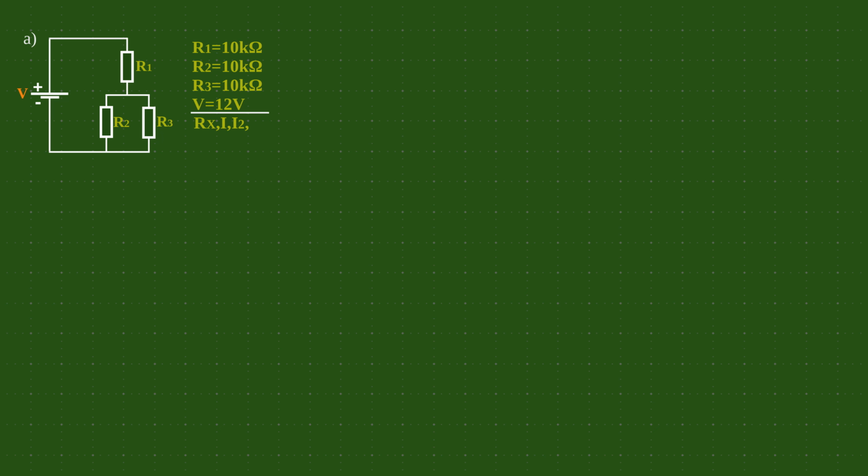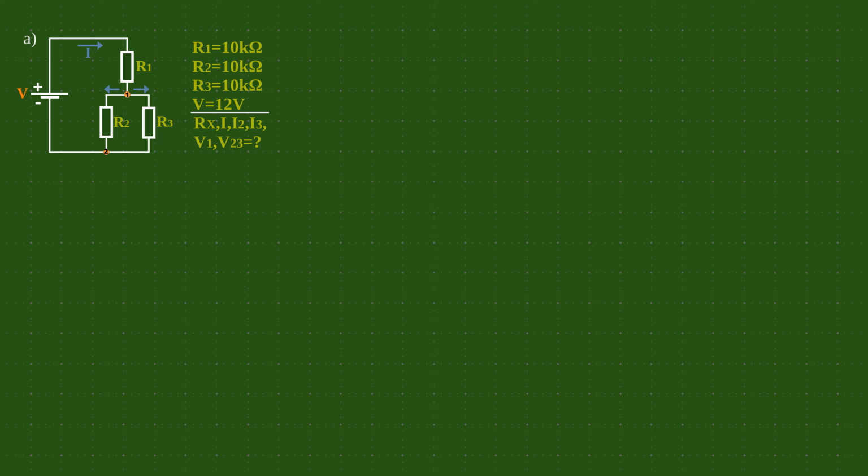Resistor values and supply voltage are known, and all currents and voltages in the circuit must be calculated. First, we need to calculate the total resistance. From diagram A, we see that resistor R1 is in series with resistors R2 and R3. In node 1, current I is divided into current through resistor R2 and current through resistor R3.